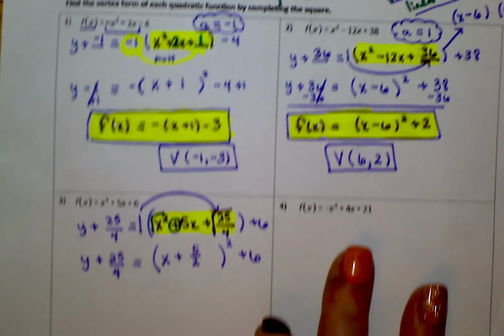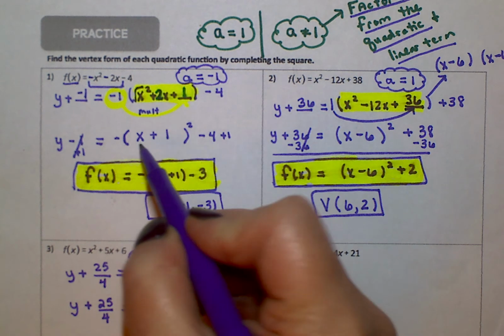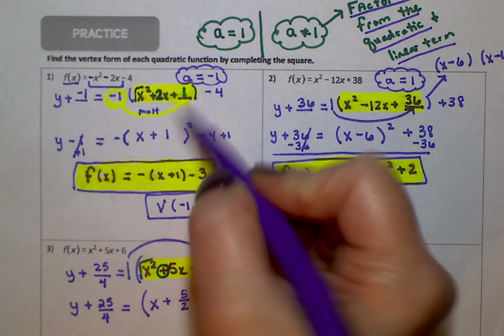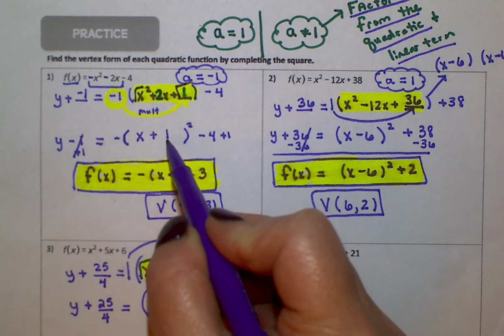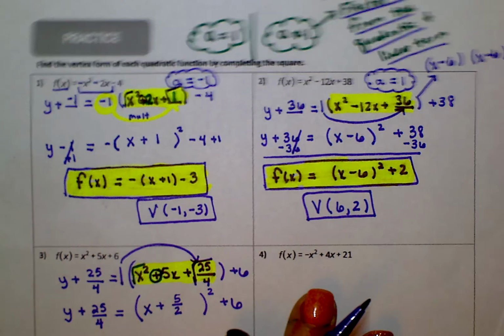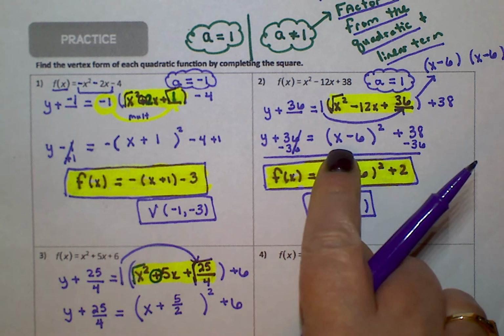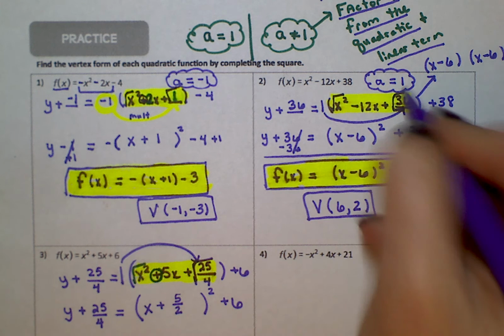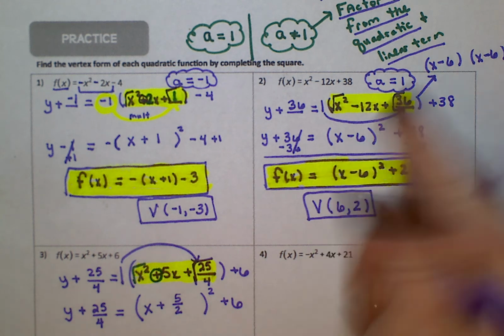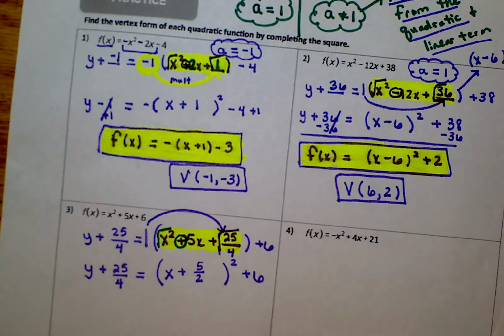Okay, so let's look at that shortcut again. You can take the square root of the first one and get x, the square root of the last one and get 1. Keep the middle sign. The square root of the first one and get x. The square root of 36 and get 6. Keep the middle sign.